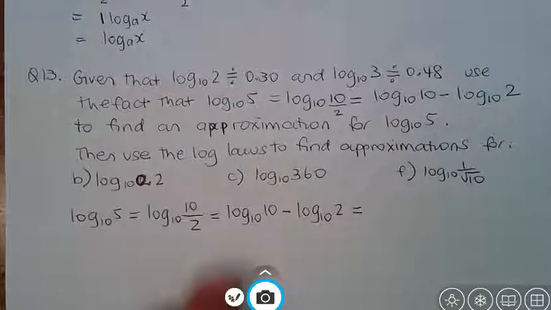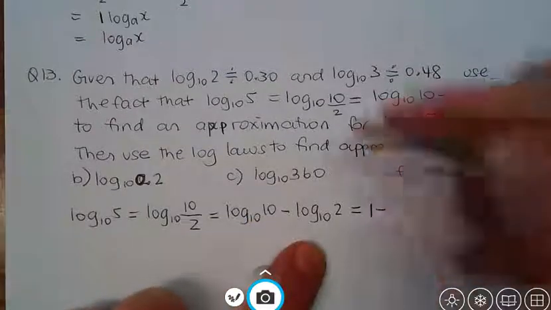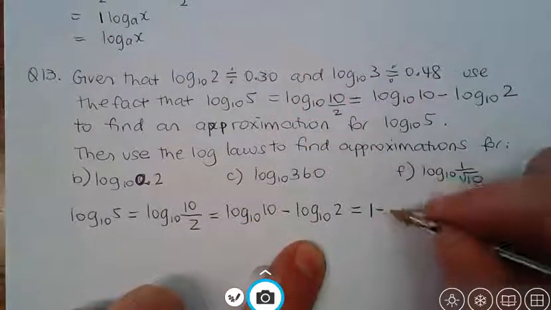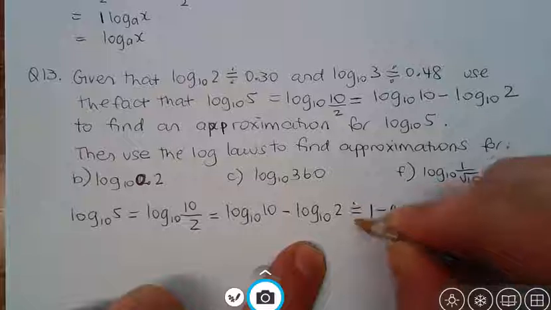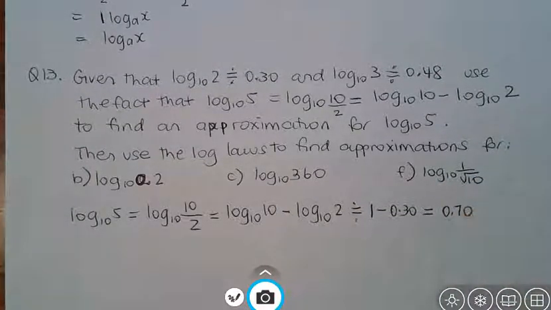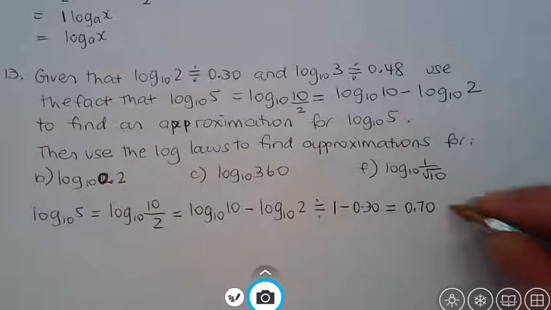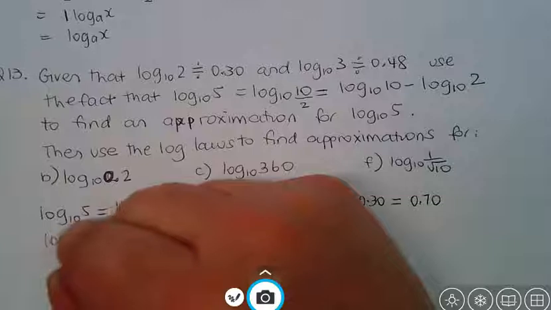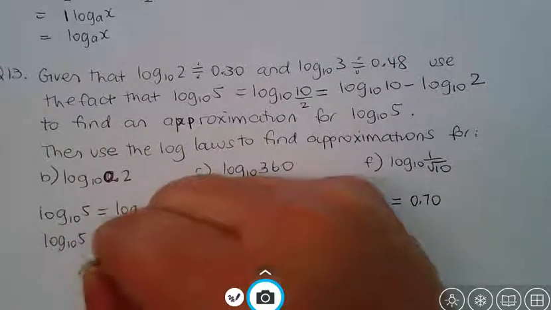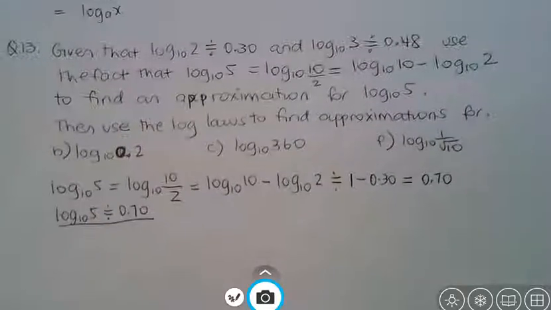Now, we know that log to the base 10 of 10 is 1, and log to the base 10 of 2 is approximately 0.3. So 1 minus 0.3 is 0.70. So now I have an approximation for log to the base 10 of 5 as well. Okay? So now we can continue with the question.